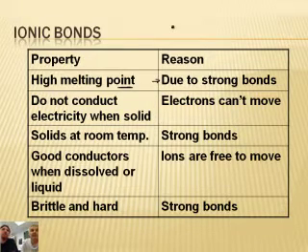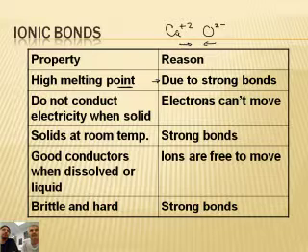Remember that when we had, let's say, calcium, and you've got the O negative 2. That negative attraction for the positive is a very strong bond.